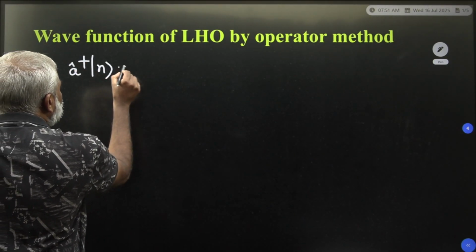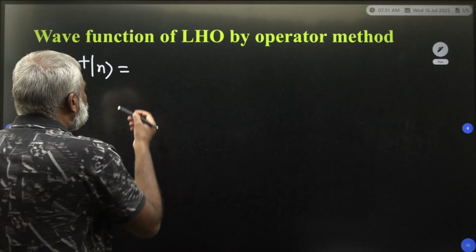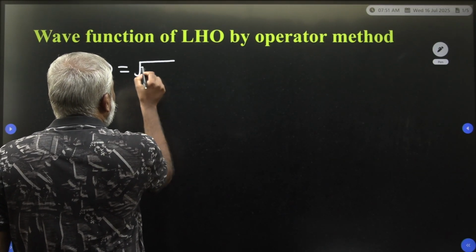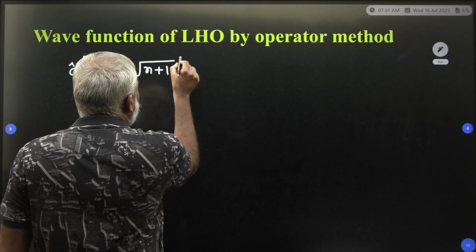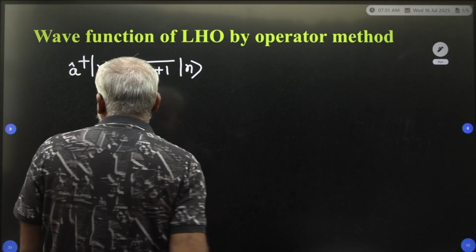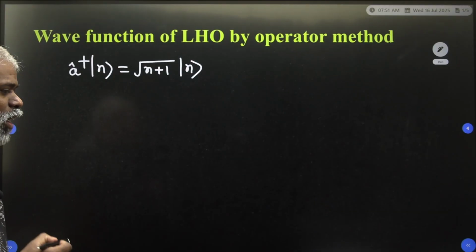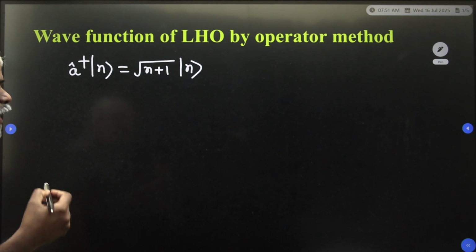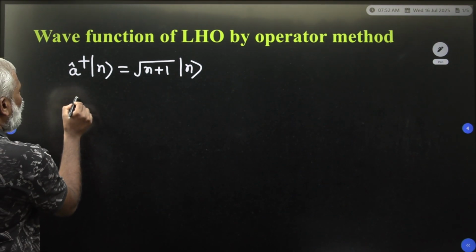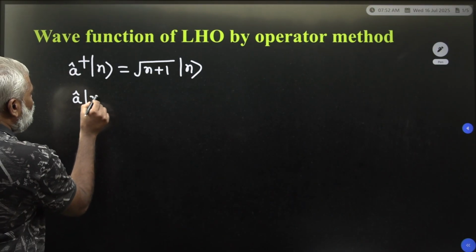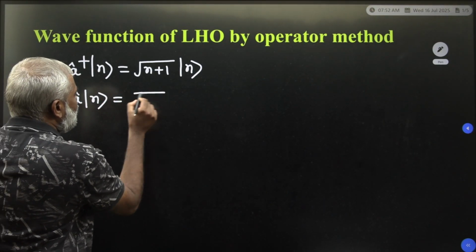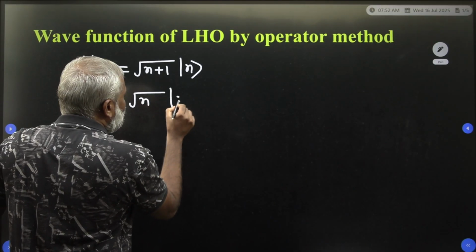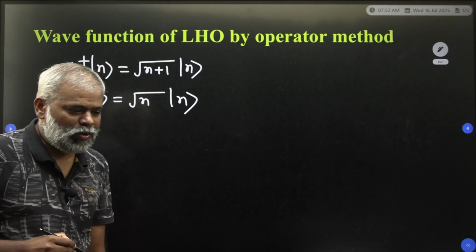For deriving that, first you have to take the rising operator operating on any ket. What is going to happen? Already we know that. The eigenvalue we get is root n plus 1 into ket n plus 1. This is the rising operator, or creation operator. Operating on any ket, you get the eigenvalue square root of n plus 1 into ket n plus 1. Similarly, you take the lowering operator operating on any ket, and you get root n into ket n minus 1.